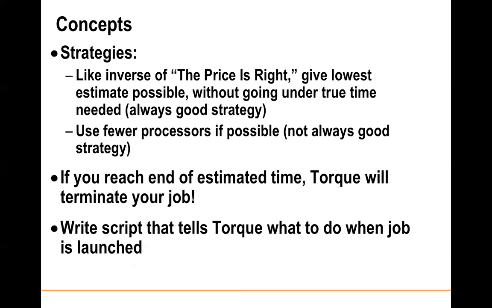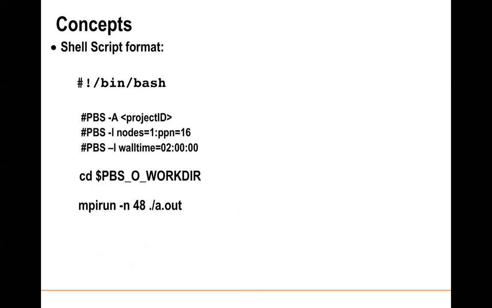Now, as you probably already experienced, if you reach the end of your estimated time, Torque will terminate the job for you. So if you've asked for 20 minutes, but your job runs for 25 minutes, it will terminate your job at the 20-minute mark. And the way you do that is you're going to write some scripts to tell Torque what you want to do when the job is launched and all that kind of stuff. So here's the basic script format for a job script.